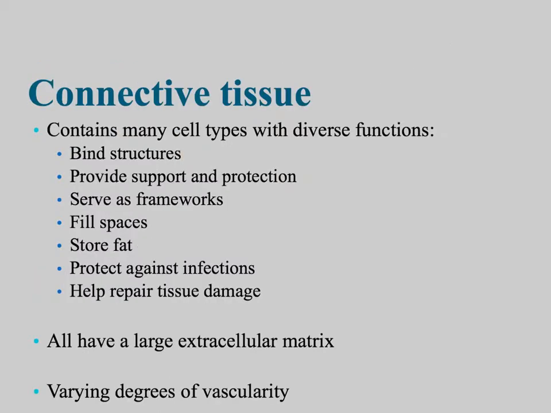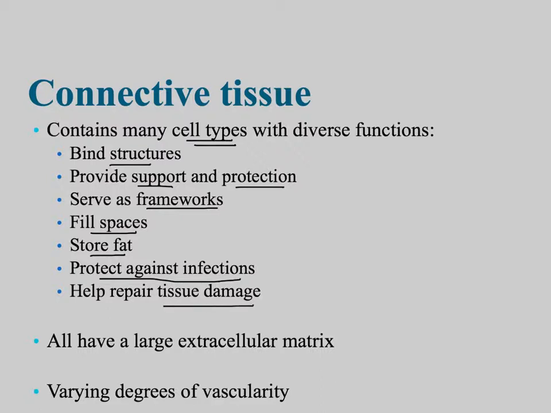Then we get to the connective tissue, which contains 19 different types of cells with diverse functions. Your connective tissue helps hold things together. It provides support and protection to different parts of your body. It serves as frameworks, especially for bone development. Fills in spaces in your body, is the place where we store fat. It can help protect us against infections and repair tissue damage.